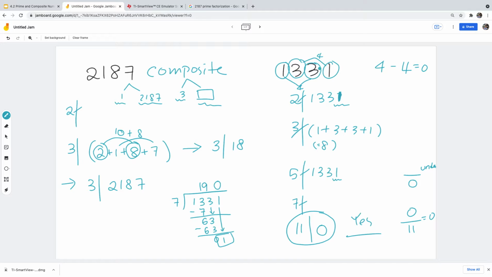Okay, so 11 divides it, yes. That means this has 11 as a factor other than 1 and itself. So it has more than 2 factors, which means it is not prime, it's a composite, right? Because it has more than 2 factors.